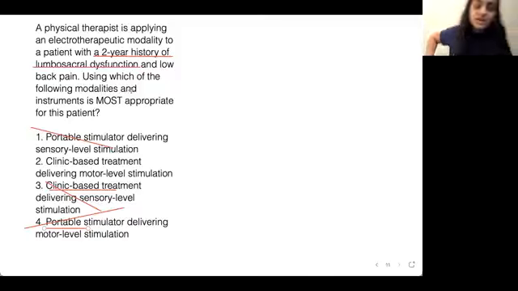If the patient feels uncomfortable, Devanshi, you can reduce the pulse duration. And when the patient does not feel any contraction, even though intensity is appropriate, then you'll have to increase the pulse duration.